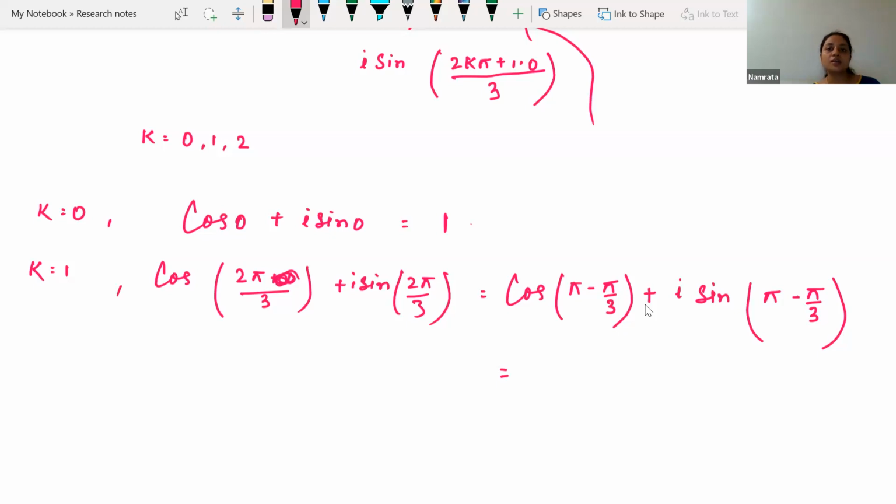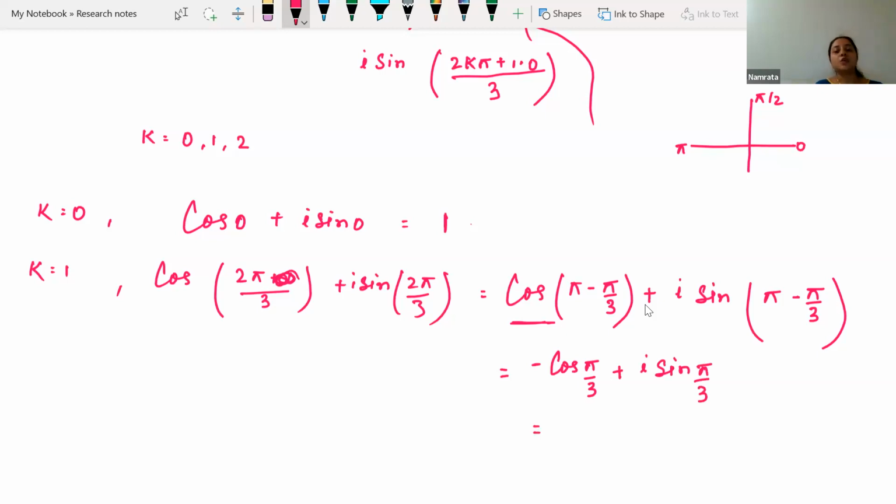Transformation doesn't occur on pi, 2 pi, right? The cos will remain cos only, but we need to check the quadrant. So pi minus means this is 0, this is pi by 2, and this is pi. So pi minus means, can I say second quadrant? So second quadrant, which one is positive? Sin is positive and rest are negative. So it will be minus cos pi by 3. Transformation doesn't occur, but we have to check the quadrant, right? Plus I sin pi by 3 because sin is positive in the second quadrant.